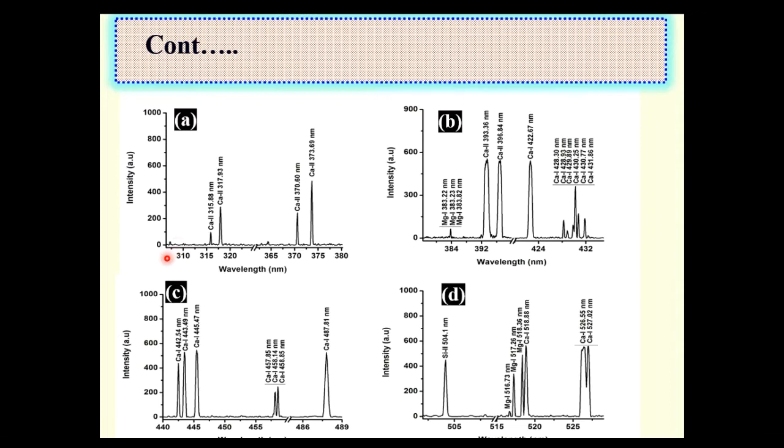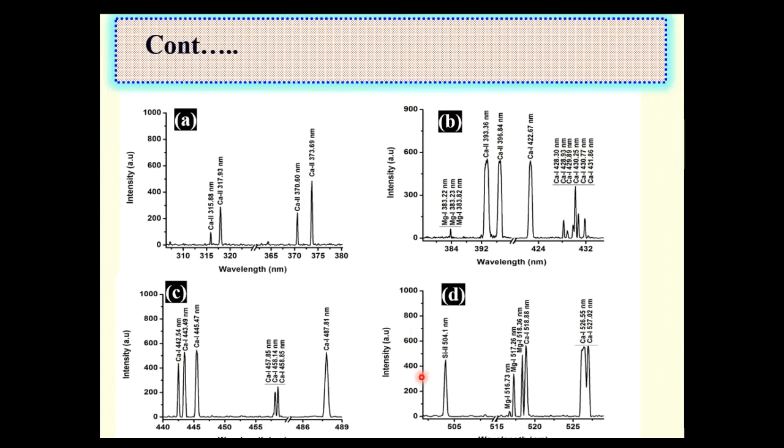In figure A, which covers 305 to 380, we have observed four emission lines, and these belong to calcium neutral and calcium ionic lines. In figure B, it starts from 380 to 433. We have observed three magnesium lines and the remaining calcium lines. In figure C, it ranges from 440 to 489. We observe almost all transition lines belonging to calcium.